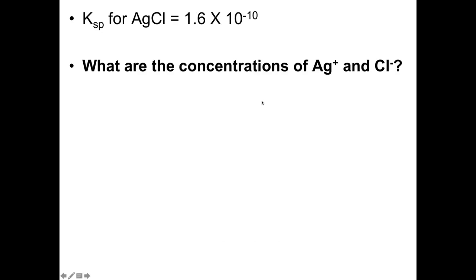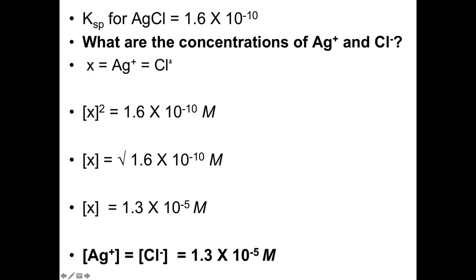So we have the KSP for AgCl, 1.6 times 10 to the negative 10th. What are the concentrations of Ag and Cl? So x is the same. X squared will be 1.6 times 10 to the negative 10th. So when you take the square root, you get 1.3. Since these are equal, you would anticipate 1.3 times 10 to the negative 5th each.